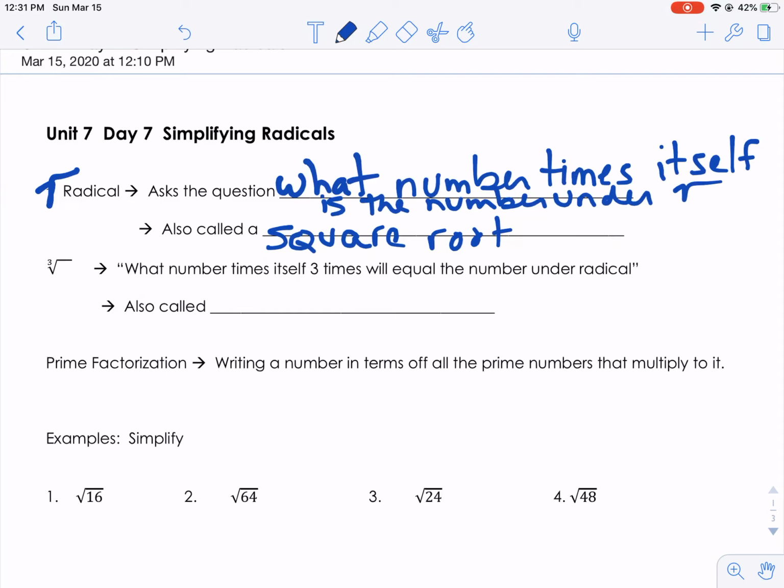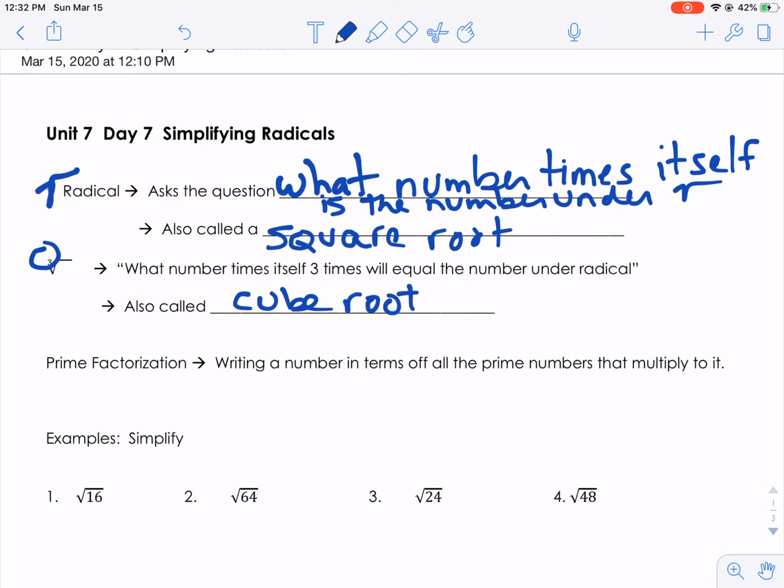Now sometimes they put a little number on that radical. It's called an index. So on this one there is an index of 3, which asks the question, what number times itself 3 times will equal the number under the radical? This is also known as a cube root.